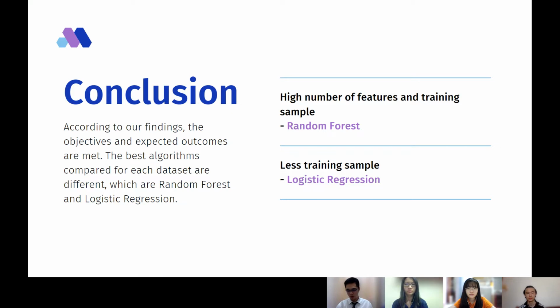So under the condition of undergoing binary classification, for a dataset with a high number of features and training samples, where the number of features is over 10 and the training samples are over 1000, the best algorithm for this type of dataset is random forest. Then for a dataset with fewer training samples, under 1000, it is logistic regression.